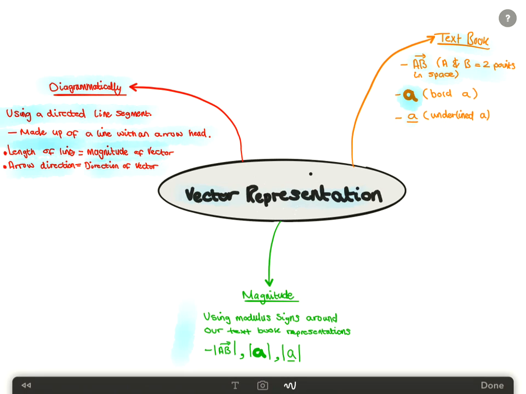Another representation we have is the representation of the magnitude. What we've learned is we symbolize the magnitude of a vector by using modulus signs around our textbook representations. For example, the magnitude can be symbolized by AB surrounded by the modulus symbol, by a bold a surrounded by modulus, or finally an underlined lowercase a, again with modulus surrounding it. So that's a summary of the vector representations.